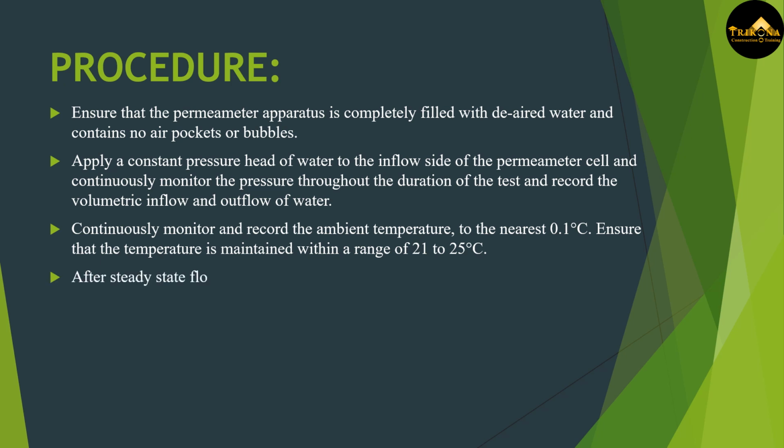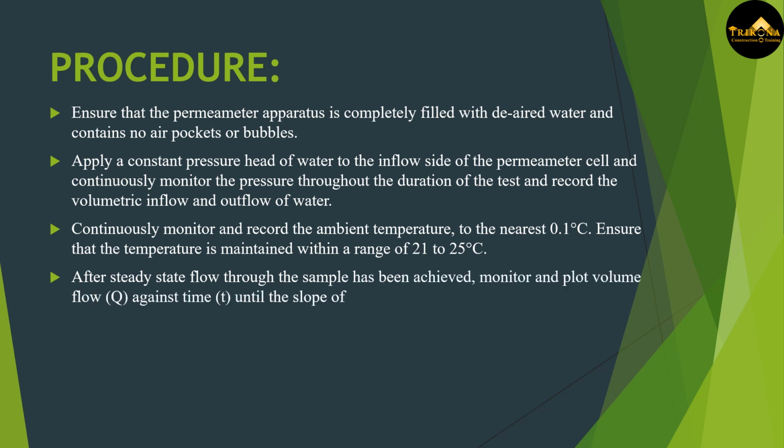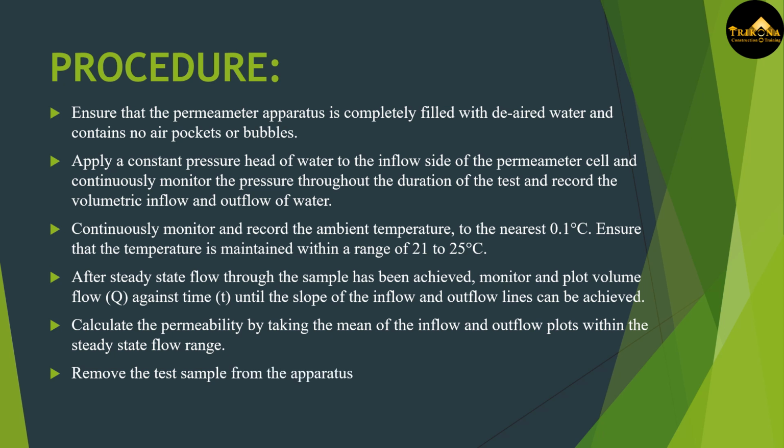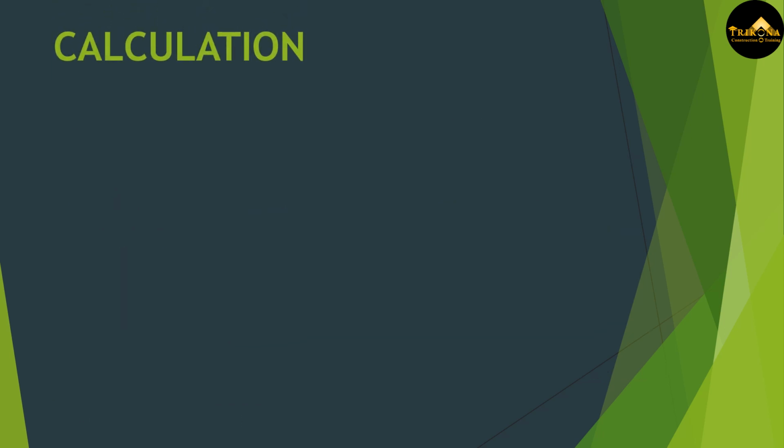After steady state flow through the sample has been achieved, monitor and plot volume flow Q against time t until the slope of the inflow and outflow lines can be achieved. Calculate the permeability by taking the mean of the inflow and outflow plots within the steady state flow range. Remove the test sample from the apparatus and measure and record the mass of the test sample to the nearest 0.1 g. Calculation. Coefficient of permeability is calculated using the following formula.